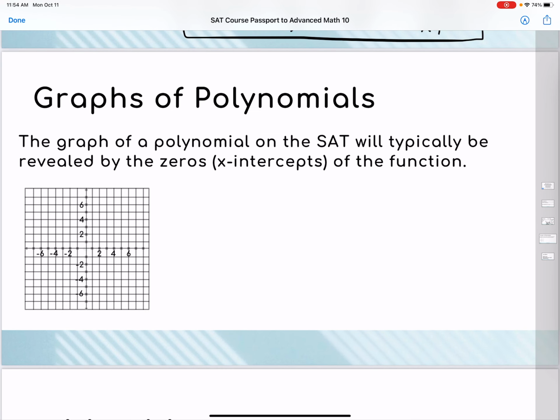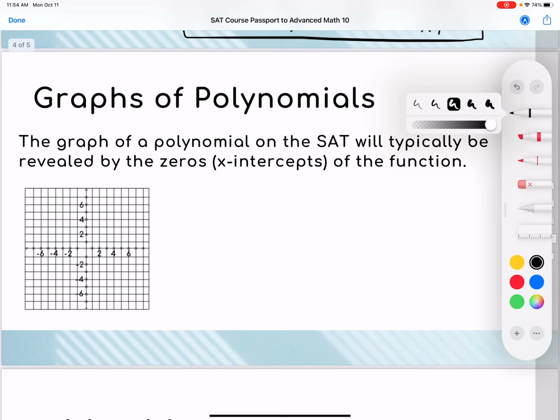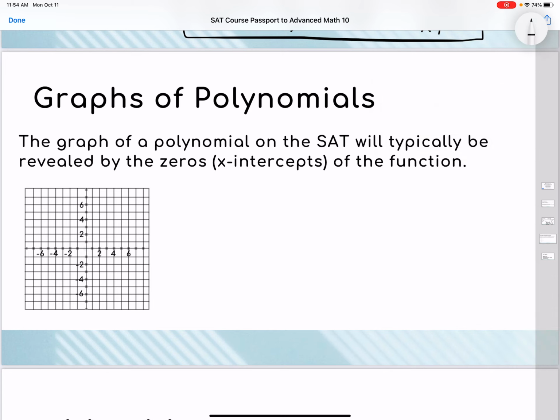So again, to reiterate, the graph of a polynomial on the SAT will typically be revealed by the zeros, which are the x-intercepts of the function. So let's say we had this function here. I'll sketch a function real quick. And it goes through that point right there at negative 6, 0, and then it goes up here, stops at 6, and then it comes back down, sort of like that, okay?